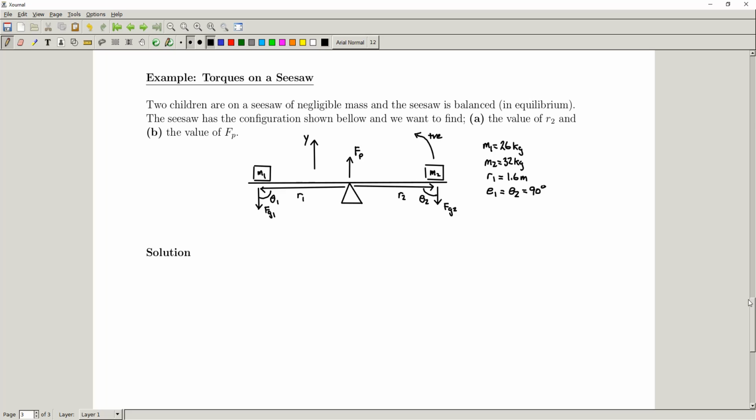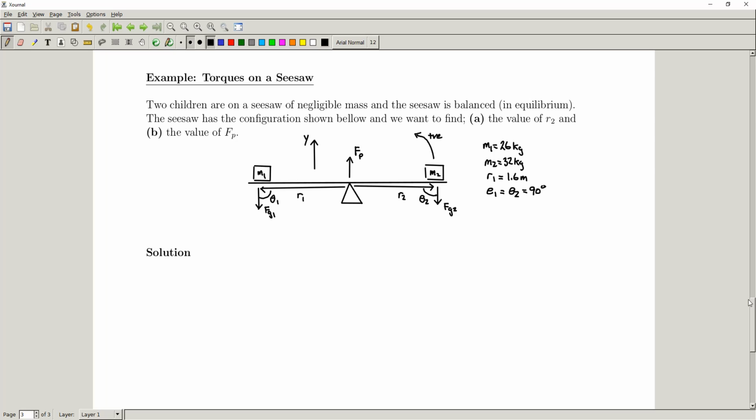Okay, so I think that we'll be finishing this video off with an example. Here's an example where we're going to make use of this idea of torque and this idea of systems being in equilibrium. The example here is from the text. We're looking at two children on a seesaw. The seesaw itself has negligible mass, and the seesaw is in balance, right? So it's in equilibrium. This thing is not moving; it's just perfectly stationary.